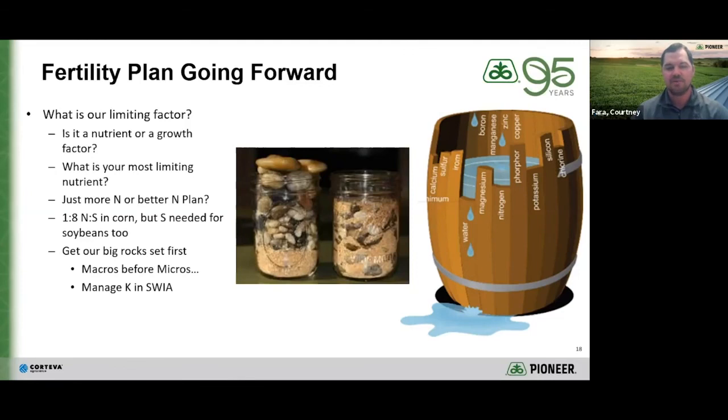I know a lot of my examples today talked about sulfur in corn. We're looking forward to doing more testing next year in regards to soybeans as well as just corn. But as we go forward, think about those big rocks and think about that yield pyramid concept.